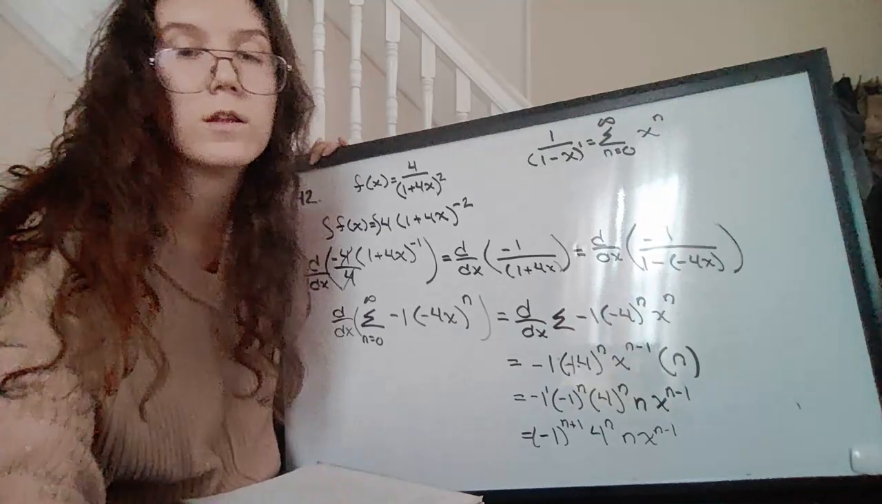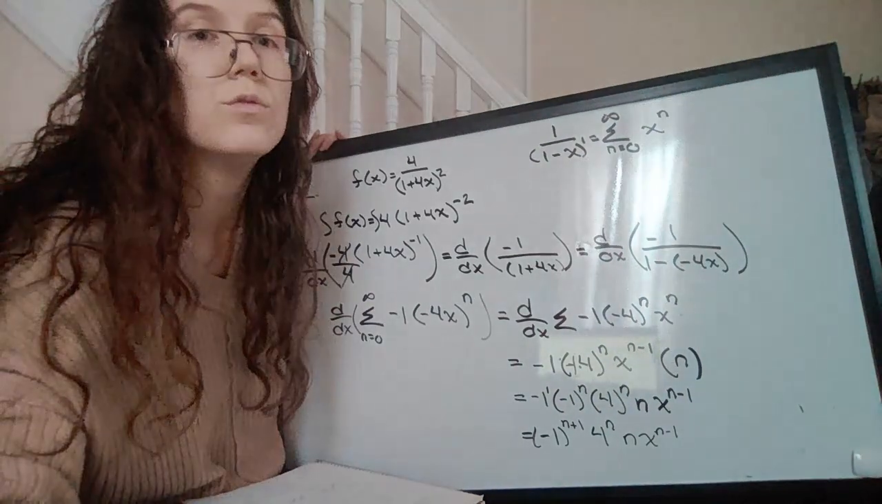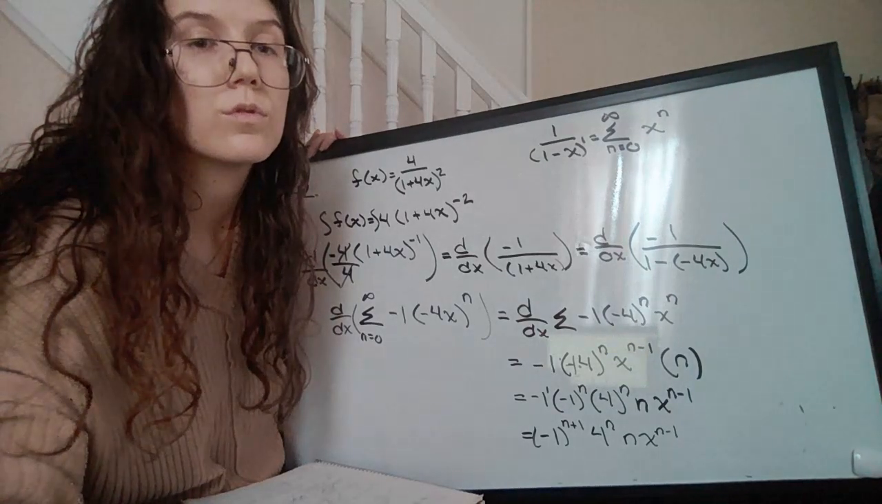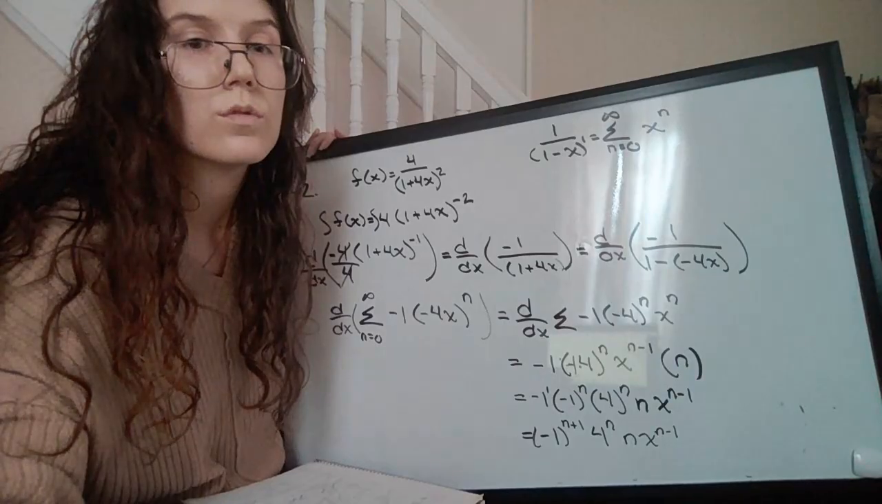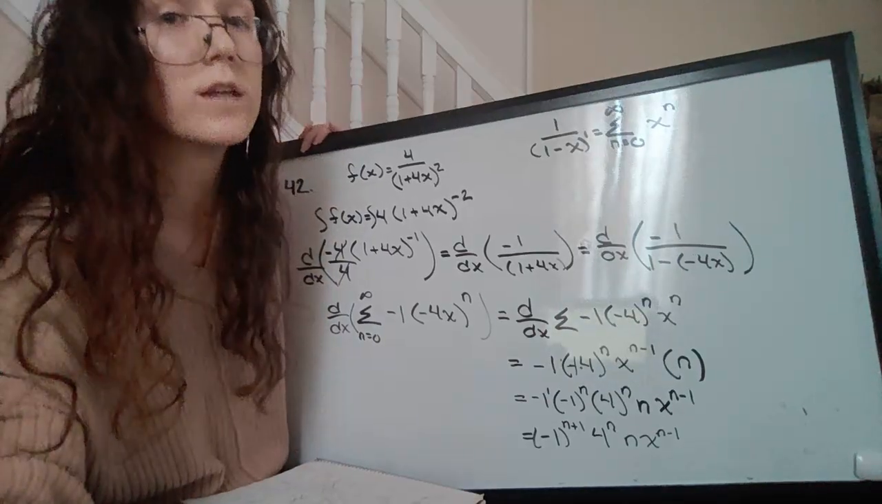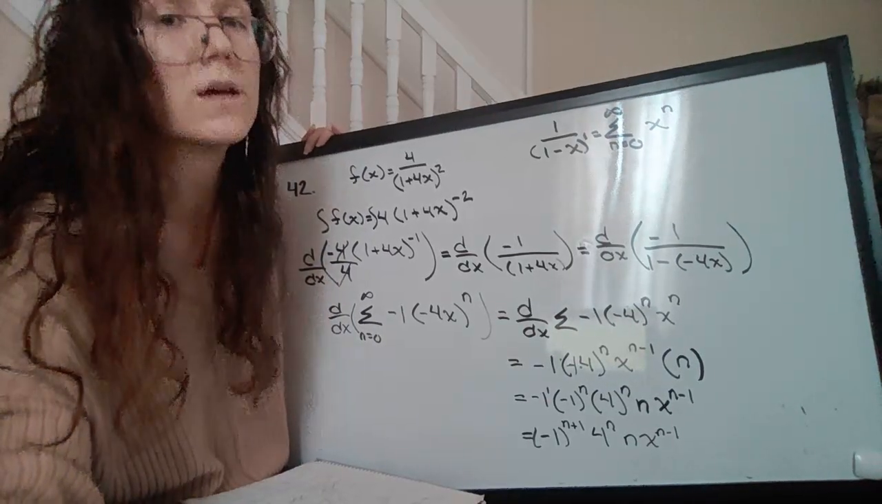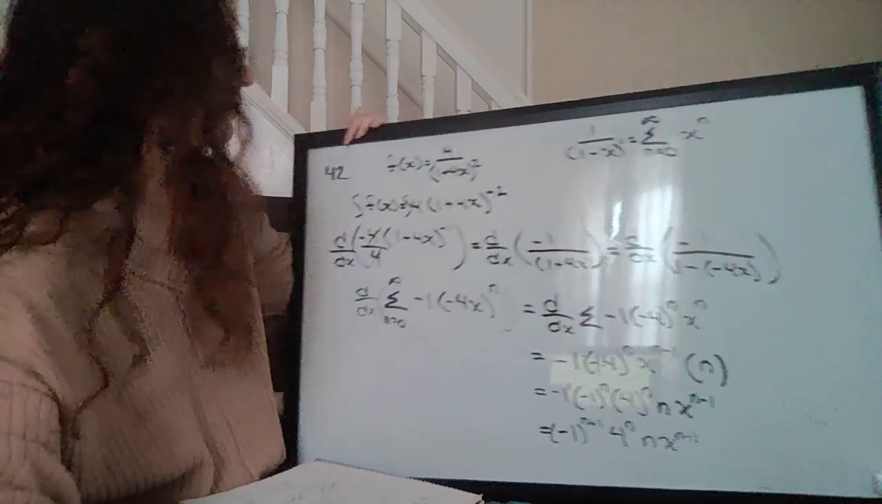And I believe that is the final answer. Let me triple check. This was number 42. Yep. Negative n, negative 1 to the n plus 1, 4 to the n times x to the n minus 1.